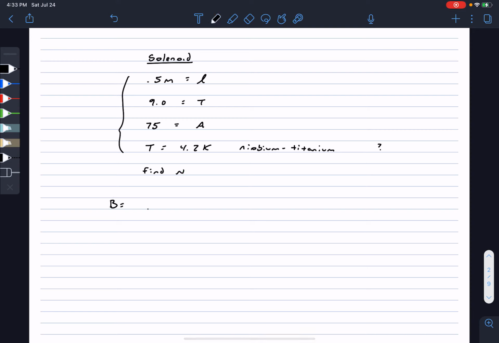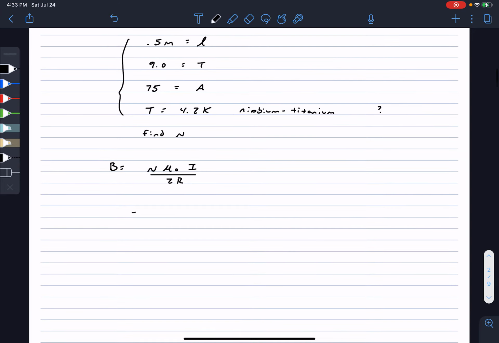And so if we look at the formula that we wrote down before that we were not able to use, I think we actually just have everything we need here. Or no, we don't, because we do not have the radius of the solenoid. But that's okay, because we have another formula where we have little n times mu naught times the current. This is going to be the number of turns per length times 4 pi e to the negative 7 Tesla meters per ampere times 75 amps.